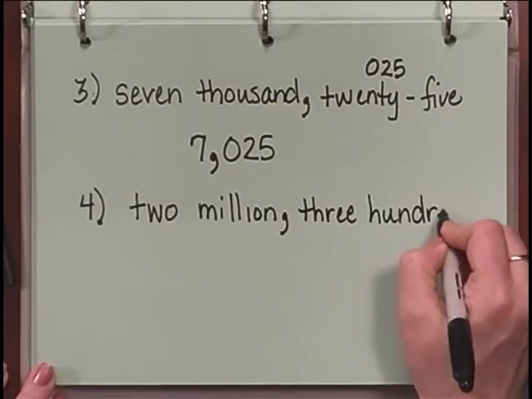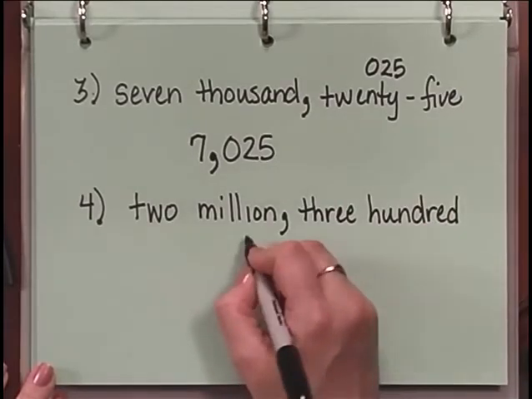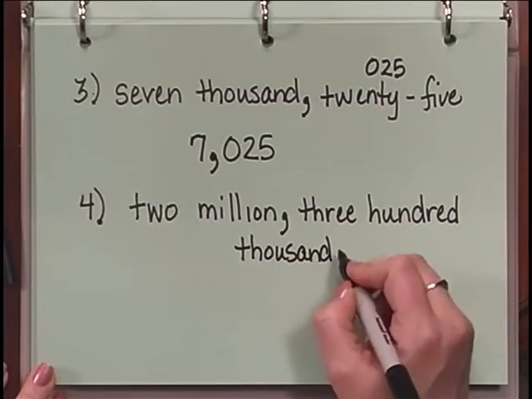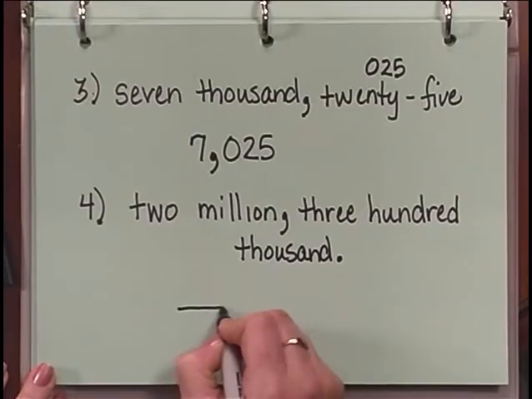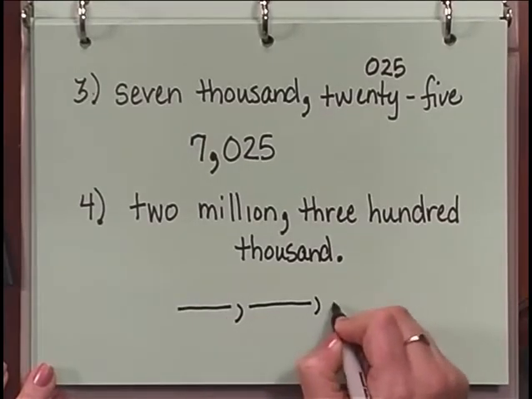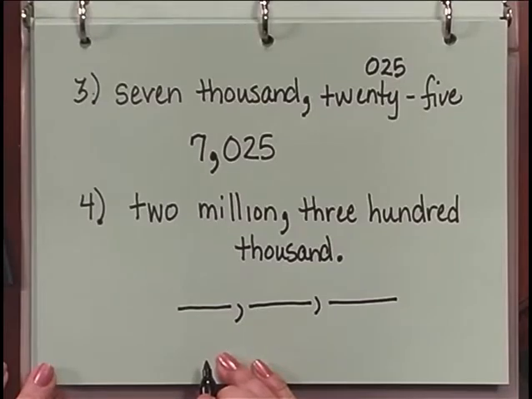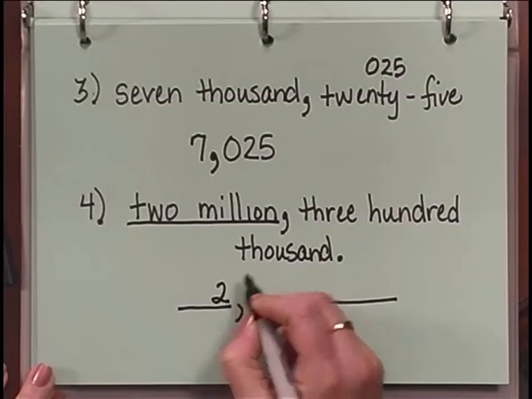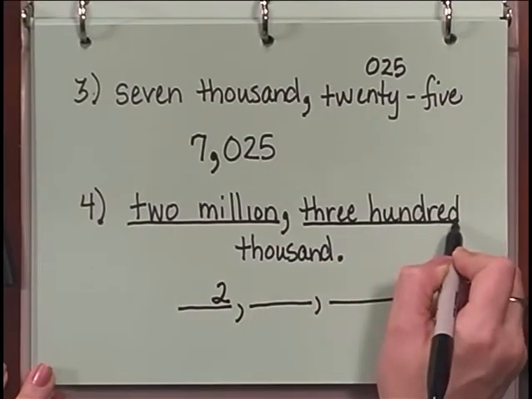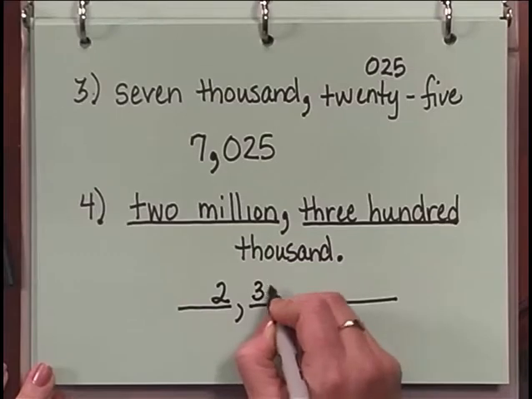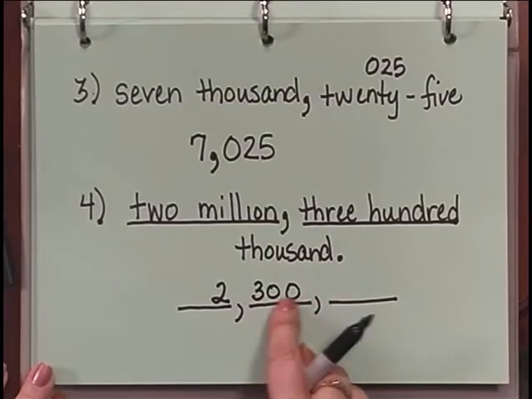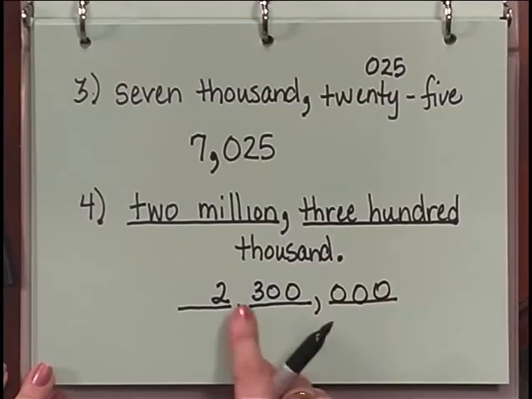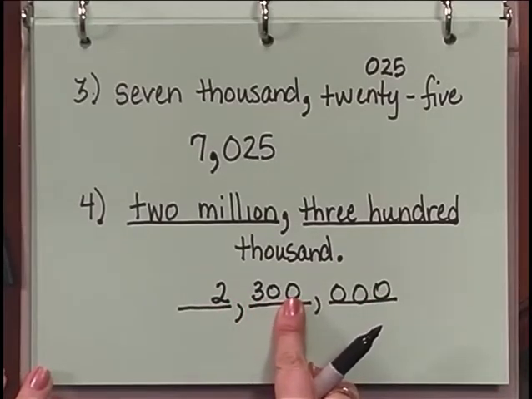Now I'm only given 2 parts in the words of this, but since I'm dealing with the millions place and that's my first place, I'm actually going to need 3 parts. So I'll need the millions place, then the thousands, and then the ones. So 2 million. Well, to write 2 million, I just use the whole number 2. Then it says 300,000. So I would put in the number 300 here, and this is 300,000. I would then have to use zeros to fill out the rest of the number. So 2,300,000.